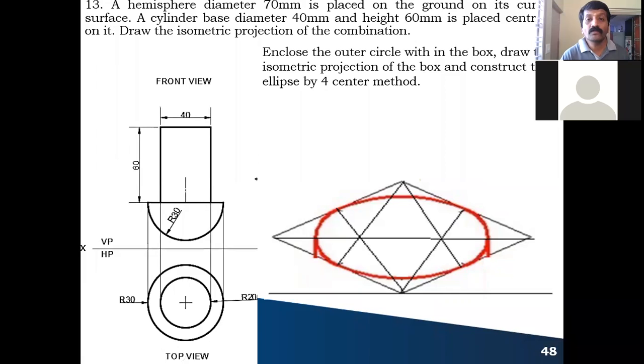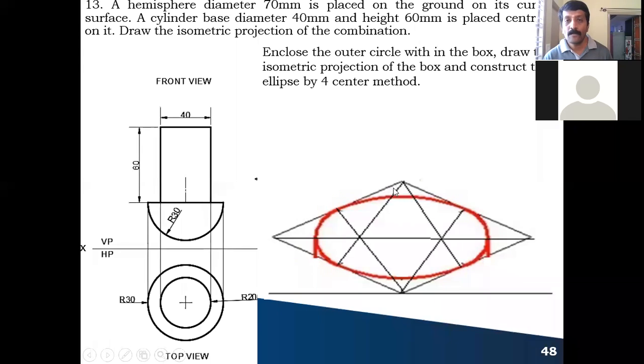Now you have to draw the ellipse within this. How to do this? From this corner, you draw a line exactly at the midpoint of this line. Same point, you draw a line exactly at the midpoint of this side. From this point, you draw a line exactly at the midpoint of this side. Similarly, from the same point, you draw a line exactly at the midpoint of this side. So after doing this, how many points are you getting? 1, 2, 3, 4 points you are getting. We are using the 4 center method to draw the ellipse, right?